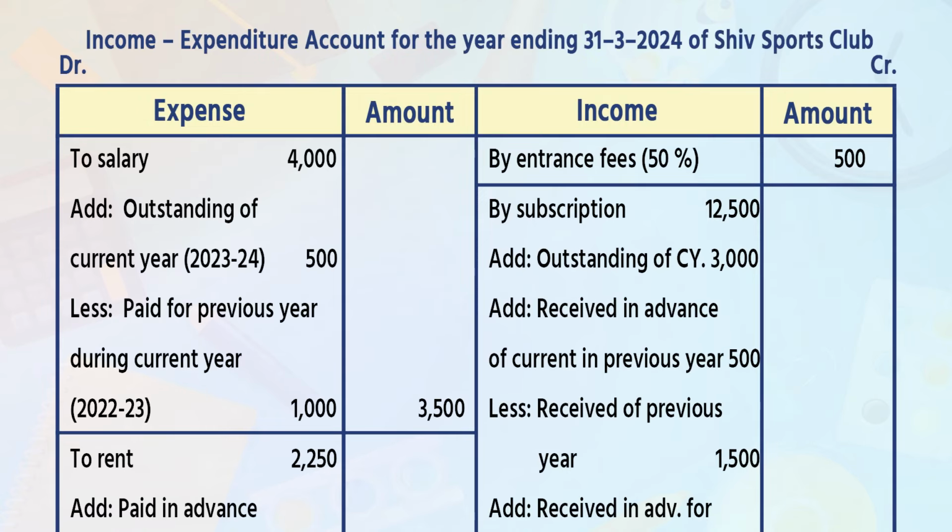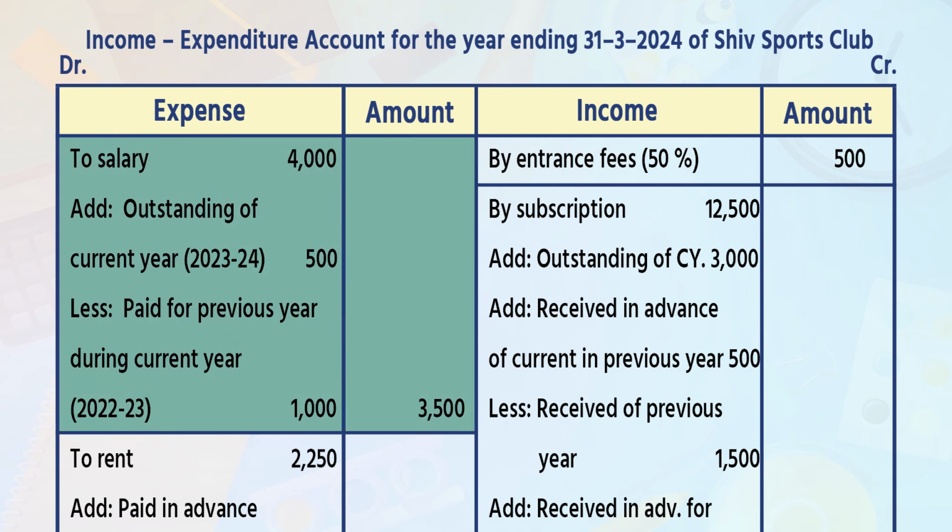Yes, dear students, now we are going to prepare income and expenditure account for the year ending 31st March 2024 of Shiv Sports Club. On expense side, first of all, write to salaries in inner column rupees 4,000. Then we add outstanding of current year, that is 23-24, rupees 500. Then we deduct previous year's, during the current year 22-23, that is rupees 1,000. So in the outer column rupees 3,500 we have to write.